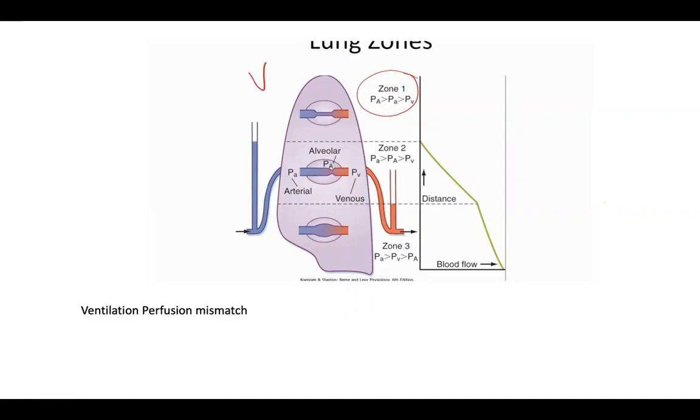In zone one, the alveolar pressure is more than the arterial pressure, which is more than the venous pressure, while in the second zone, the arterial pressure is more than the alveolar pressure and more than the venous pressure. In zone three, however, the arterial pressure is more than the venous pressure, and that is more than the alveolar pressure.